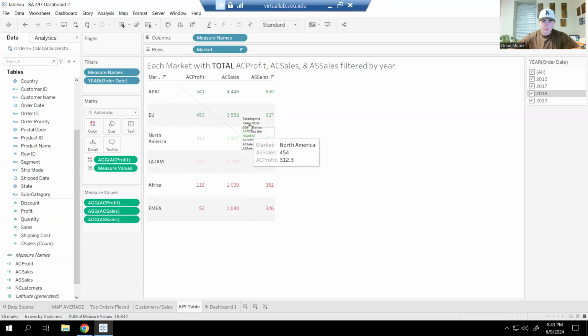If you look right here, this is where you can actually see each one of the categories, AC profit, AC sales, AS sales, also filtered by each market, APAC, EU, North America, LATAM, Africa, EMEA. Also, sorted by color, red being the lowest, green being the highest. It's actually sorted not just by color, but also by amount too. Top being the highest, bottom being the lowest. My little note right here, totaling the years of 2016 to 2019, market APAC had the highest AC profit, AC sales, and AS sales.